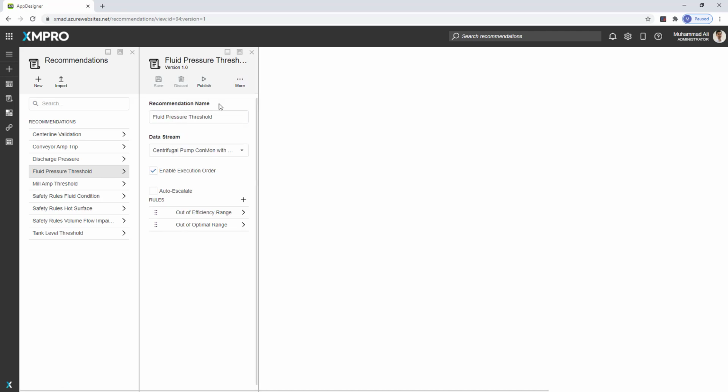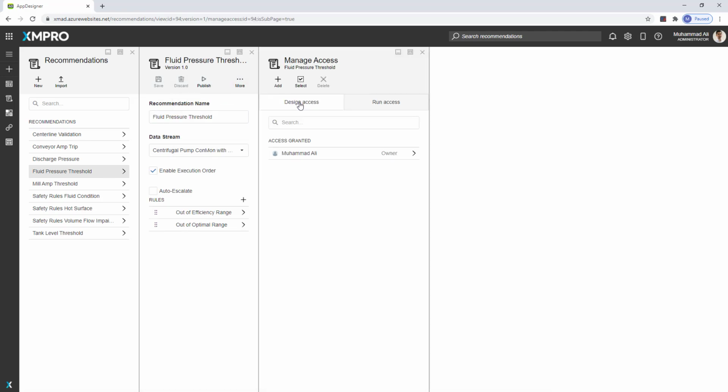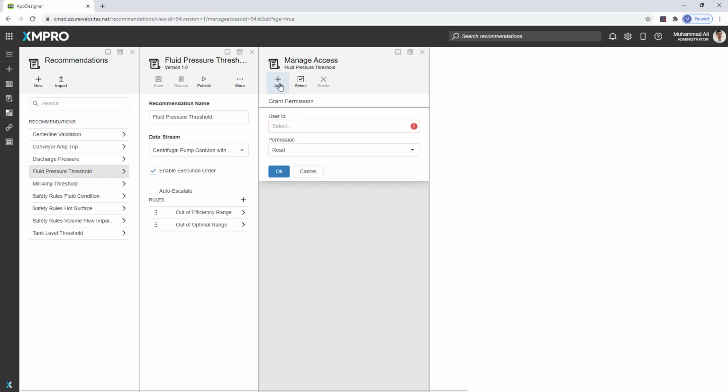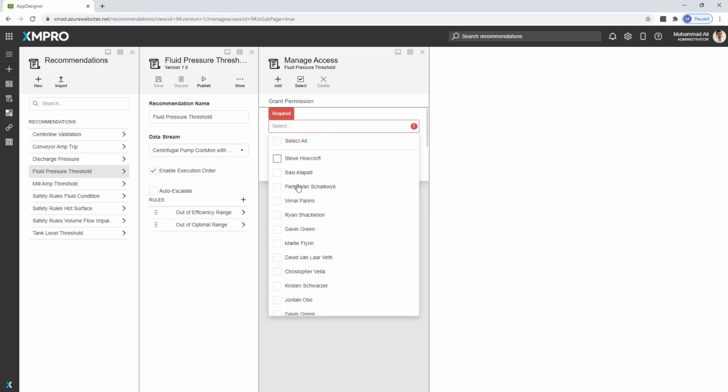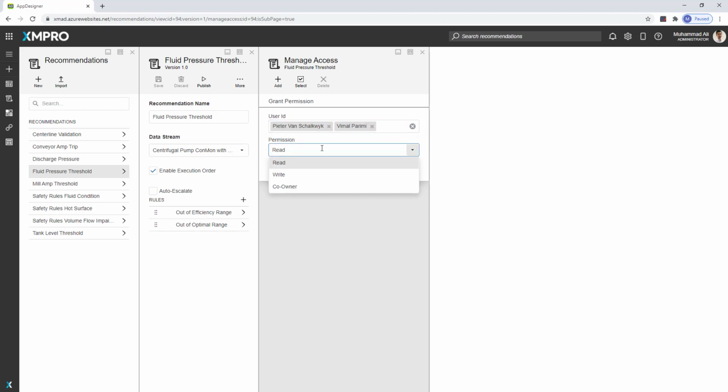There are two levels of access for a recommendation: design time and runtime. Design time access basically means users who are allowed to come in and configure this recommendation. You can see I am the owner at the moment. If I would like to invite other people, I can share this recommendation with them by selecting their name and then giving them a certain level of permission.